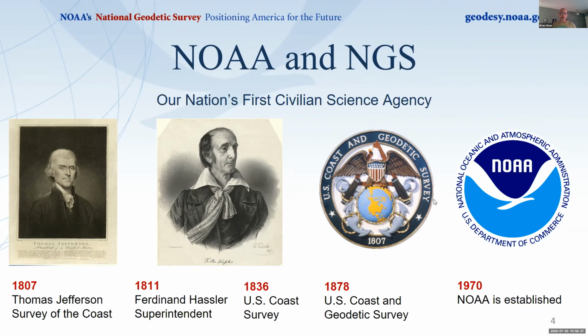For many, many years, we were called the U.S. Coast and Geodetic Survey. And then in 1970, we were grouped with the Weather Service and the Fisheries Service, creating a massive scientific agency called the National Oceanic and Atmospheric Administration.